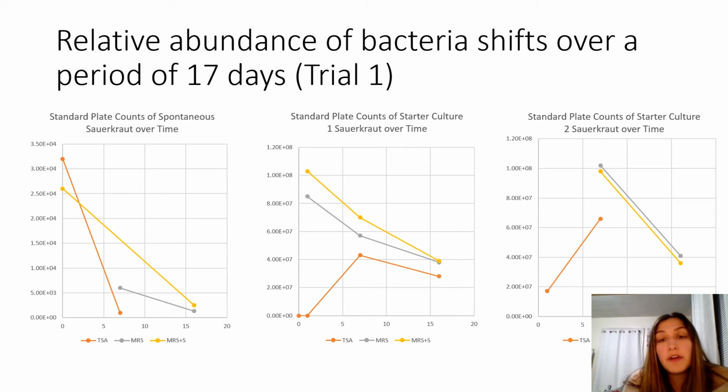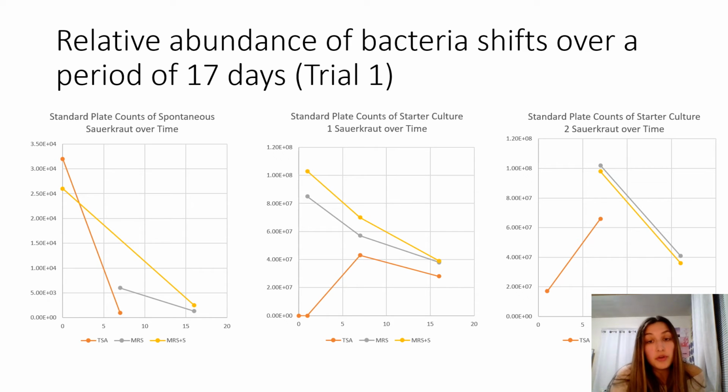In order to quantify the number of bacteria, I had to perform serial dilutions in order to obtain what is known as a standard plate count. I took the samples of sauerkraut and diluted them in order to plate them onto 3 different types of media. Tryptic soy agar, which is known as TSA, is a general type of media used to grow many different types of bacteria. De Man, Rogosa and Sharpe agar, known as MRS agar, is a selective media for lactic acid bacteria. Additionally, MRS with added sucrose was used to aid in the growth of Leuconostoc.